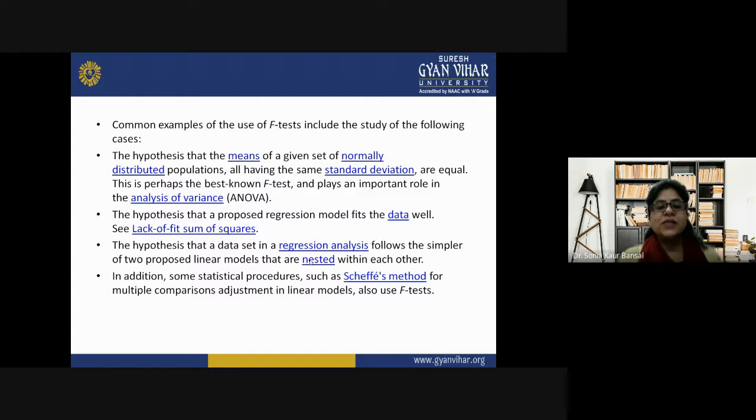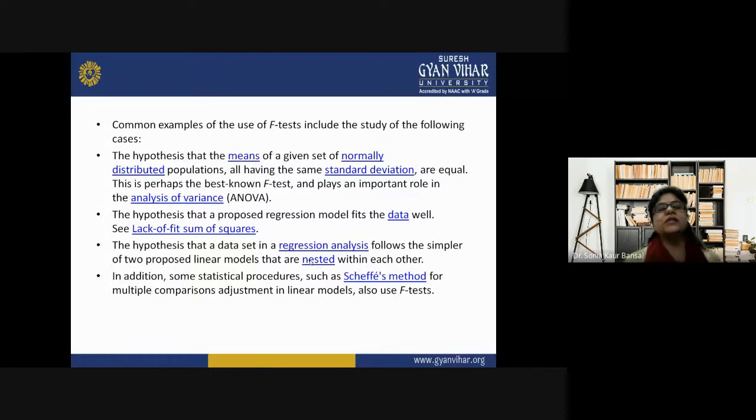The hypothesis that a proposed regression model fits the data well. So this is something, see, lack of fit sum of squares, we are going to see that. Now, the hypothesis that a data set in a regression analysis follows the simpler of two proposed linear models that are nested within each other. In addition, some statistical procedures such as Scheffé's method for multiple comparison adjustment in linear models also use the F-test.